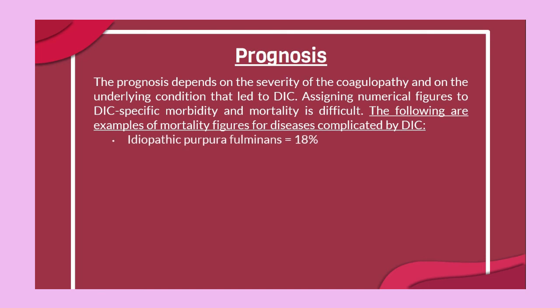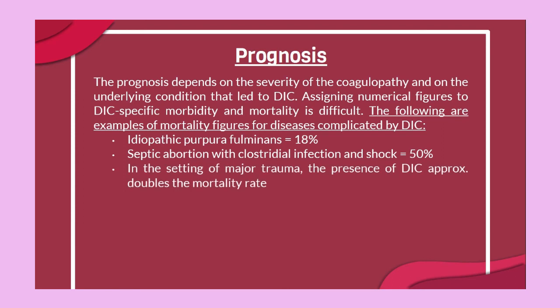First, for idiopathic purpura fulminans, there is an 18% mortality rate. For septic abortion with clostridial infection and shock, there is a 50% mortality rate. In the setting of major trauma, the presence of DIC approximately doubles the mortality rate. Basically, these are diseases complicated by DIC and their mortality rate.